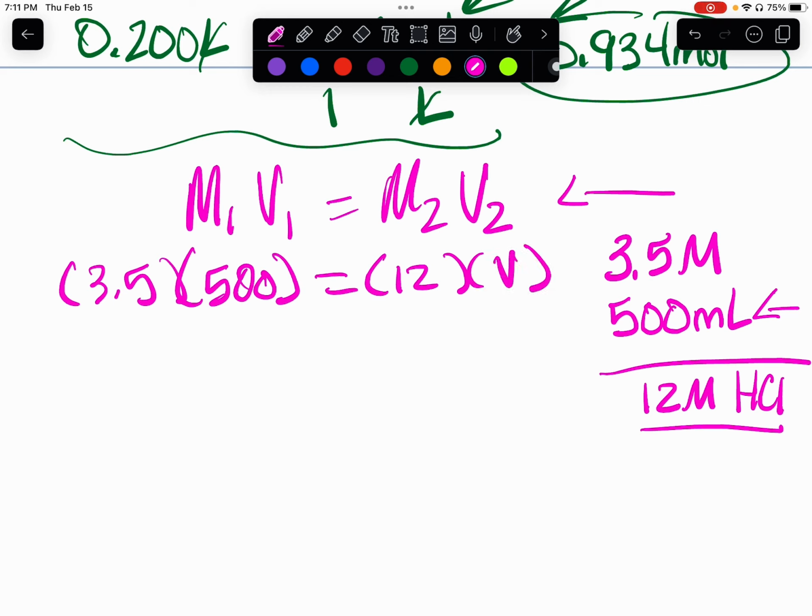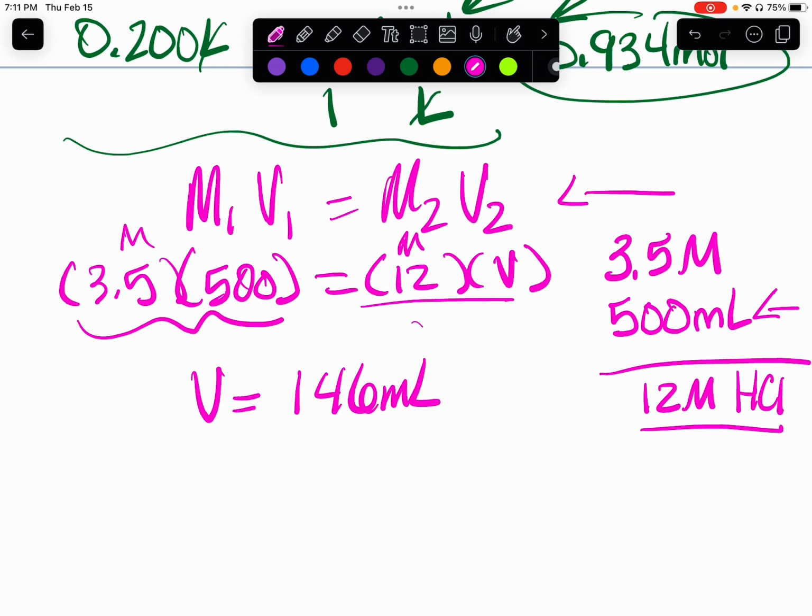Now, I know up above I just said you have to use liters. You can actually get away with not changing the milliliters in this case because this is molar and this is molar and it's going to cross off. And so your volume is just going to be in milliliters. Totally acceptable, totally fine. So how do you do this? Again, multiply those, divide everything by 12, and you get the volume to be approximately 146 milliliters. 146 milliliters of what? 146 milliliters of the 12 molar HCl.